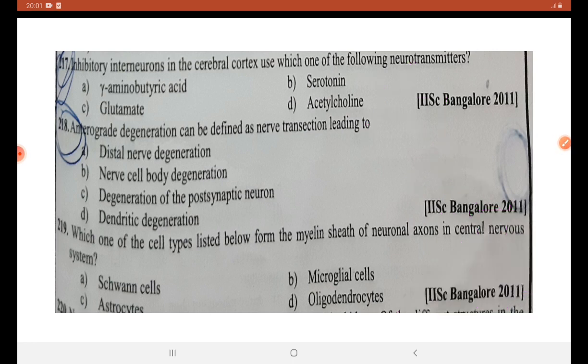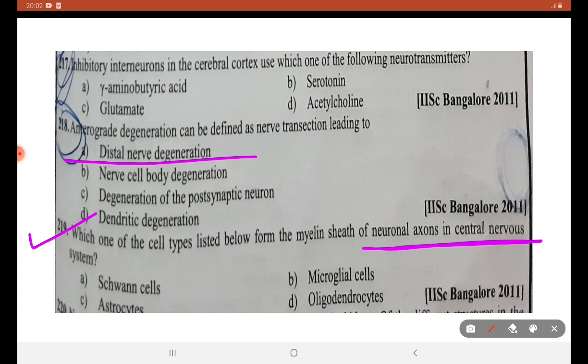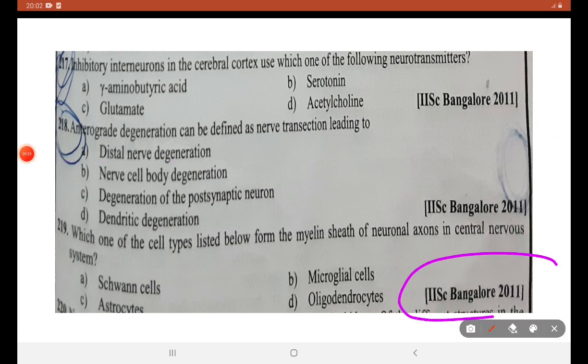The distal nerve degeneration. Next, which of the following cell types listed below forms the myelin sheath of neuronal axons in the central nervous system? This is a pretty much straightforward question. Maybe in the Part B section we will be expecting such a question. IISc Bangalore 2011. The answer is Schwann cells.